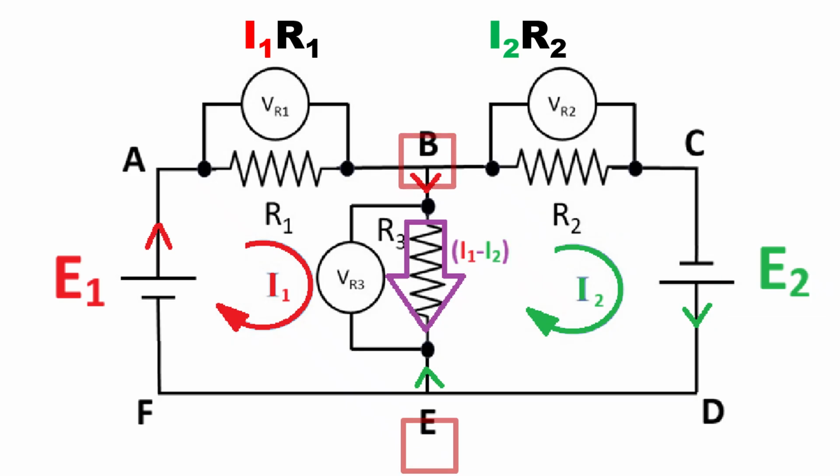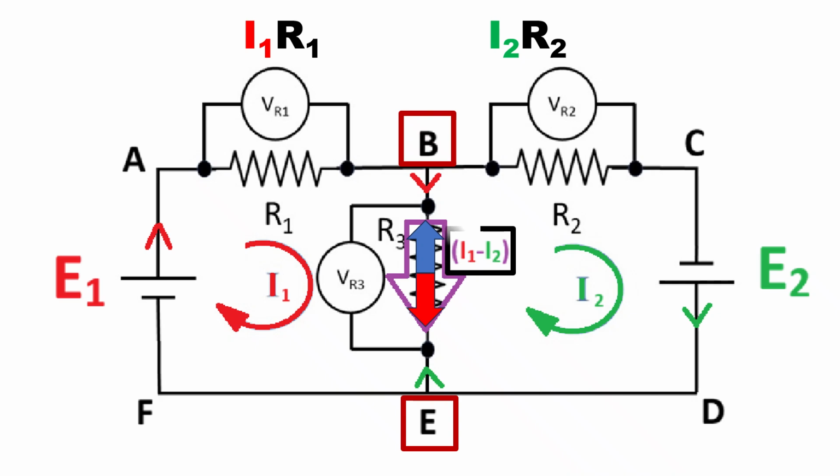It is to be noted that in the branch BE, I1 is flowing vertically downward, whereas the current I2 is flowing vertically upward. If we consider that the magnitude of I1 is greater than I2, then the resultant current will flow vertically downward with a magnitude I1 minus I2.